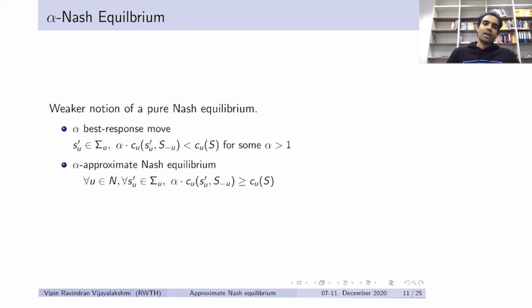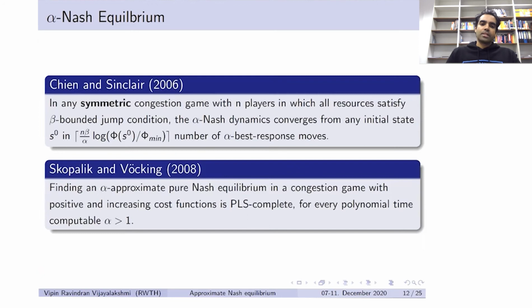So now that we have a notion of an approximate pure Nash equilibrium, is it possible to compute a good constant factor approximate pure Nash equilibrium in polynomial time? Chien and Sinclair show that in symmetric congestion games, if we assume the resources to satisfy a mild condition on their latency functions called the beta bounded jump condition, then a sequence of alpha best response moves always converges to an alpha approximate pure Nash equilibrium in polynomial time. However, this is not true in general.